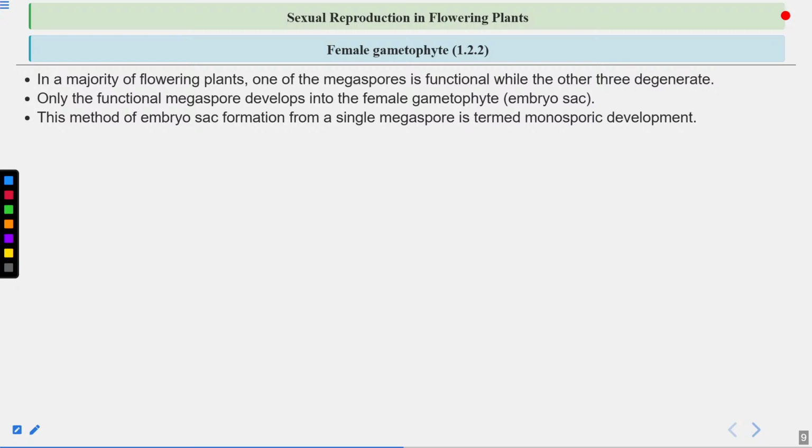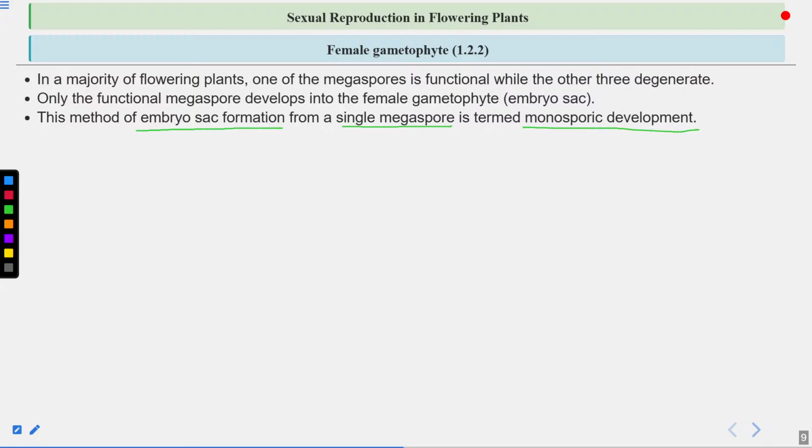So this method of embryo sac formation from a single megaspore is termed monosporic development. Now you can understand why it is called monosporic development, because only one of the megaspores is involved in the development of the embryo sac.